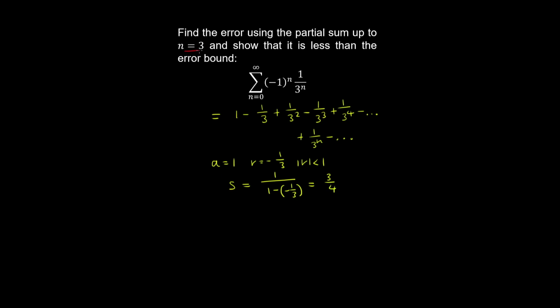Now you can compute the sum up to n equals 3. So that will be up to here. And I'm just going to write down the result. So that will be 20 on 27. And now to find the error, we'll just take the absolute value of the difference between the sum and the sum using 4 terms, up to n equals 3. So subtracting these two, we get the following result.